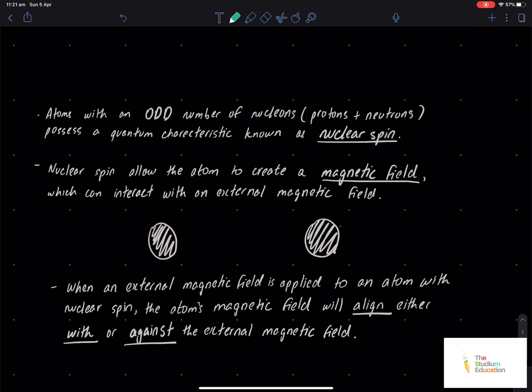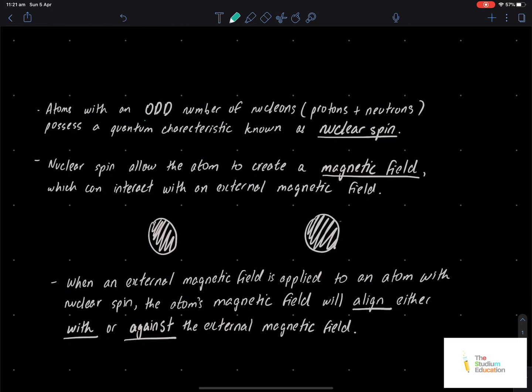So, basic facts are that atoms with an odd number of nucleons, that is an odd number of protons and neutrons, possess a quantum characteristic known as nuclear spin. Now, do you really need to know what nuclear spin is? Not really, but what you do need to know is that nuclear spin allows the atom to create a magnetic field, which can then interact with an external magnetic field.